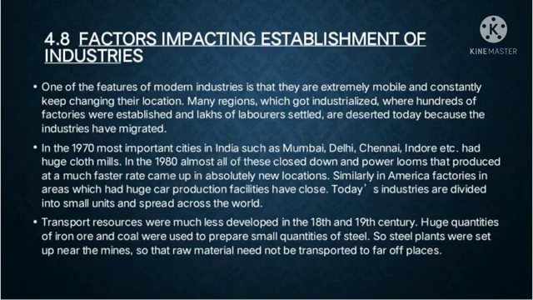Similarly, in America, factories in areas which had huge car production facilities have closed. Today's industries are divided into small units and spread across the world. Transport resources were much less developed in the 18th and 19th century. Huge quantities of iron ore and coal were used to prepare small quantities of steel, so steel plants were set up near the mines so that raw materials need not be transported to far off places.